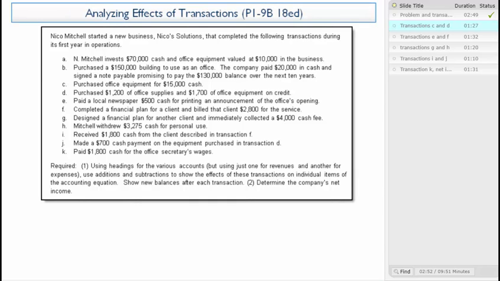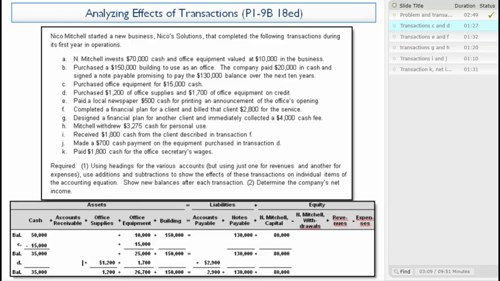Next, we take a look at transactions C and D. On C, we purchased office equipment for $15,000 in cash, and then on D, we purchased $1,200 of office supplies and $1,700 of office equipment on credit. Okay, now on the bottom of the screen, you see how these transactions are handled. The $15,000 of cash that we spend on office equipment reduces our cash balance, and office equipment increases by $15,000. So the net effect is that there's no change on assets from transaction C. There's no change in total.